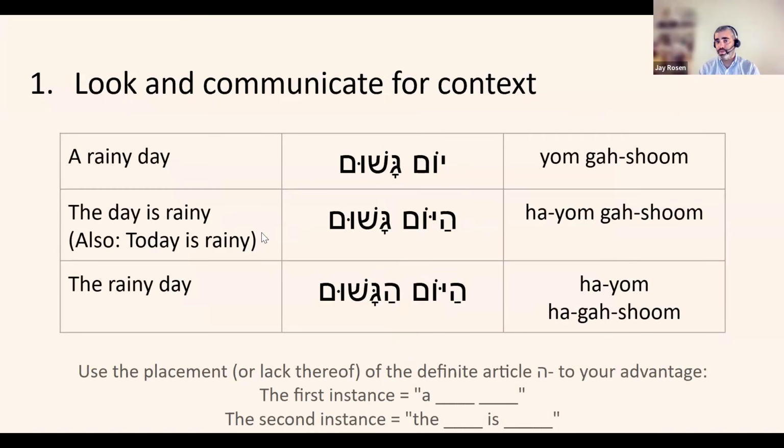Hayom Yom Gashum. Today is a rainy day, right? That is again implied, just like it is here. Hayom Yom Gashum, right? Anything after that word with the definite article, that is implied here in that little space. Okay.